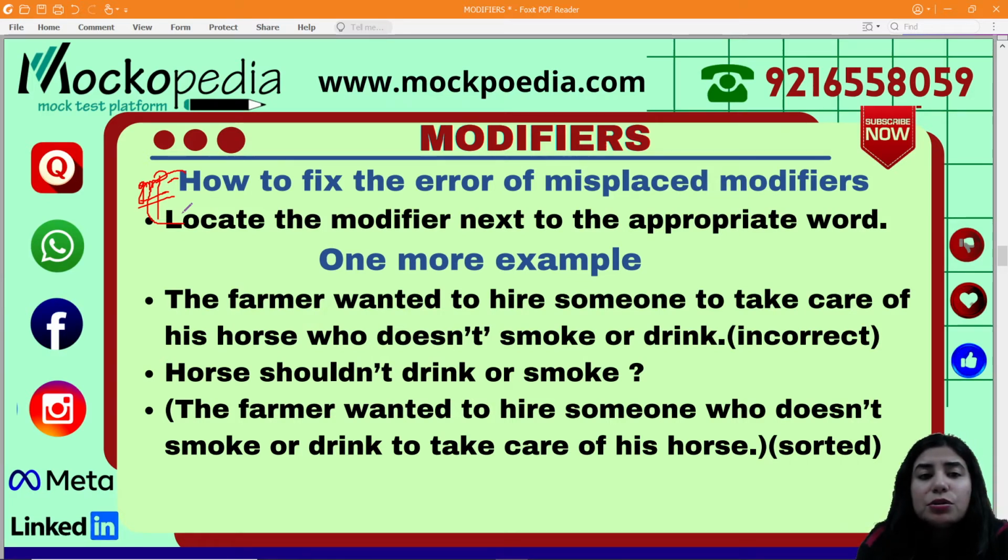So what you do is you quickly write this: how to fix the error of misplaced modifiers. Everybody please do that, and then we'll learn and discover and explore more about the concept.